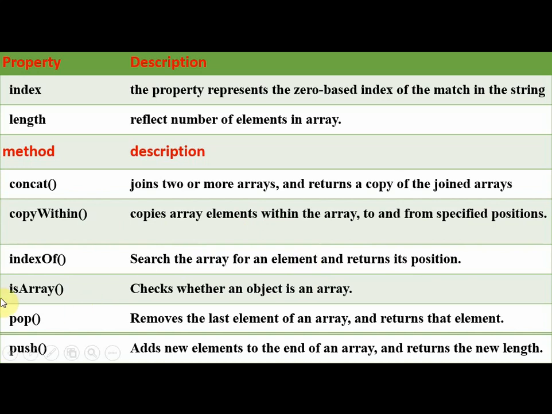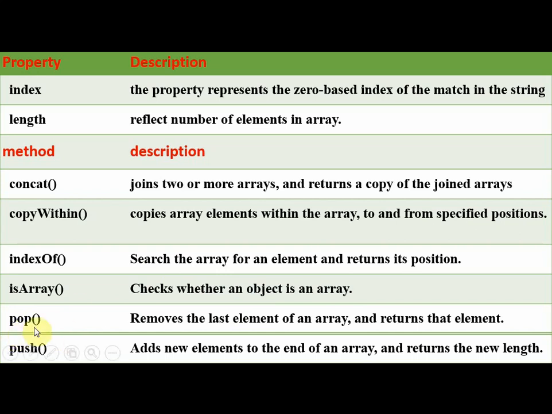Next is isArray. It checks whether an object is an array. It means you check whether what you specified is an array or something else. If you want to find that out, you can use the isArray function. It will display the result as true or false. If it is an array, then it will display true, otherwise it will display false.